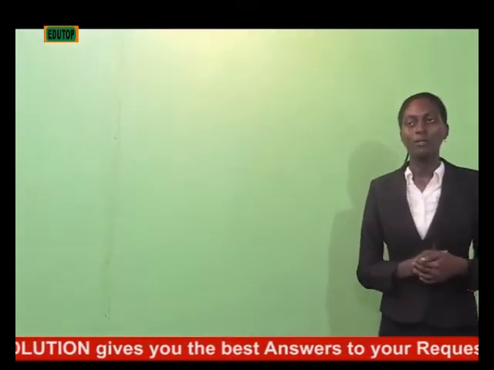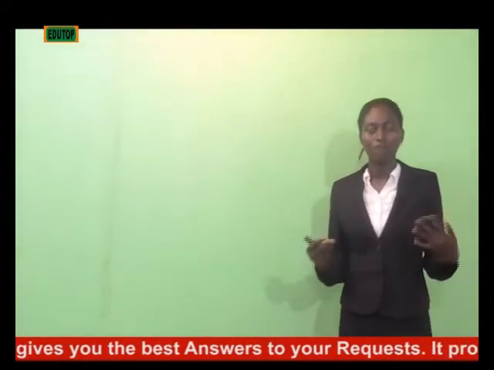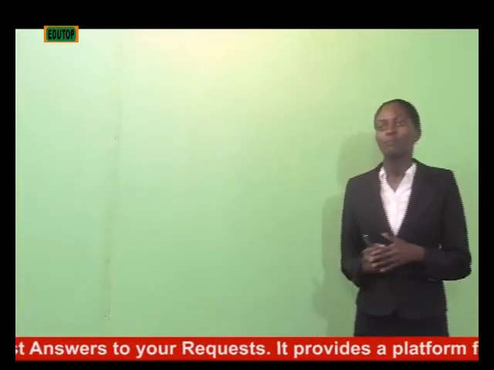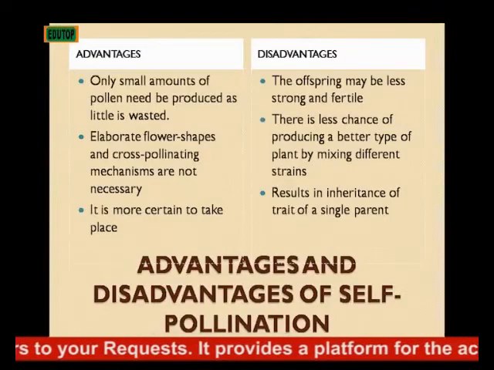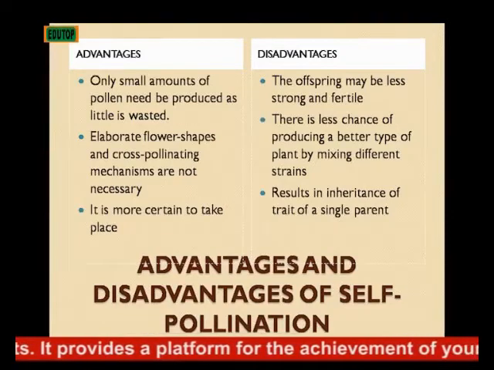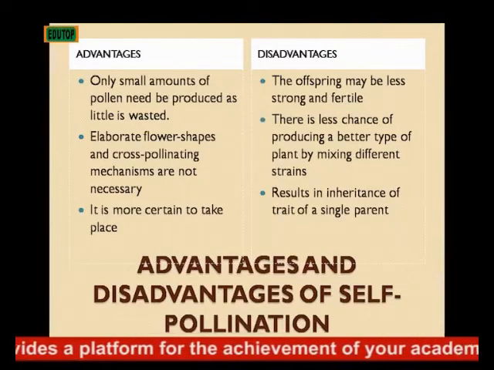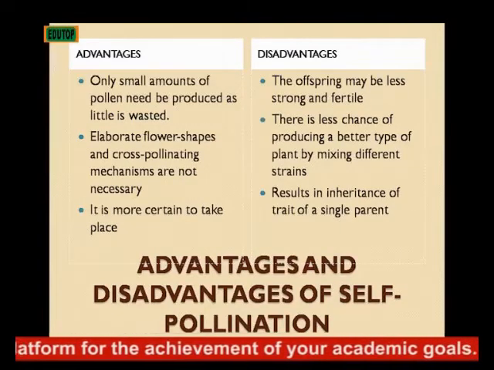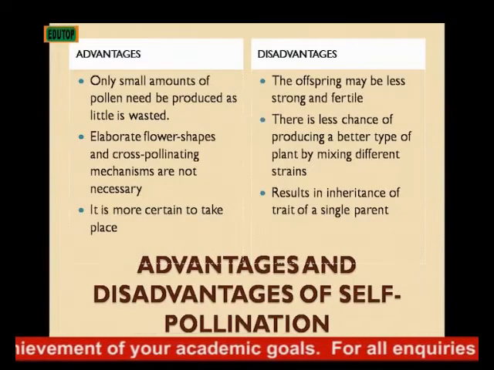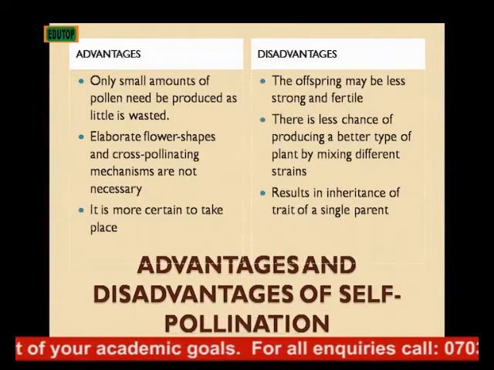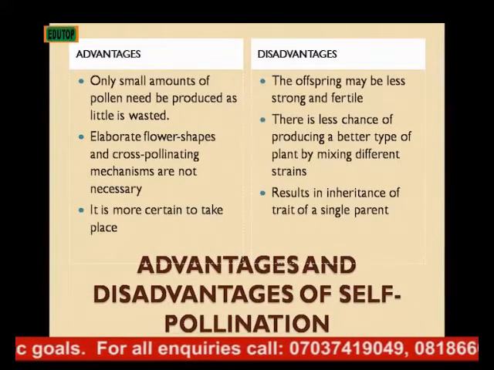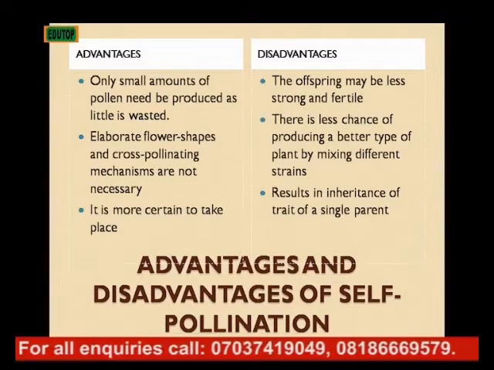Then I want to talk about the advantages and disadvantages of self-pollination. The advantages first. One, only small amounts of pollen need to be produced, as little is wasted, since the plant will pollinate itself. It's still on the same plant, so there is no need for a lot of pollen to be produced. So the plant produces just a little pollen.